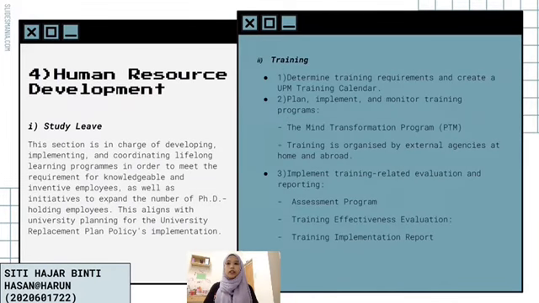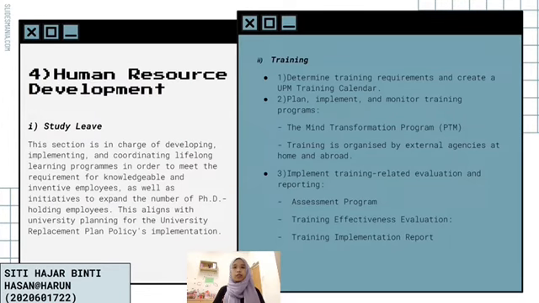For human resource development. First, study leave. This section is in charge of developing, implementing, and coordinating the learning program in order to meet the requirement for knowledgeable and inventive employees, as well as initiatives to expand the number of PhD-holding employees. This aligns with university planning for the university replacement and policy implementation.